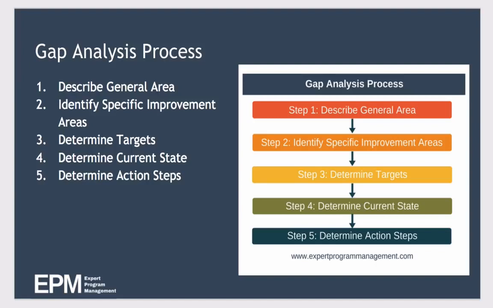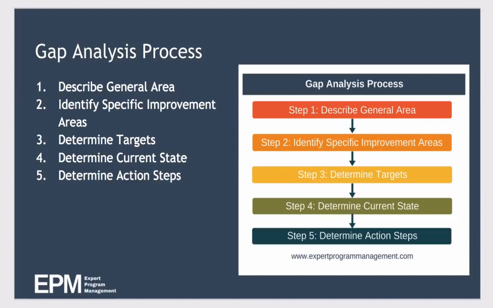Now, in this step, we identify specific areas for improvement within the general area we described in step 1. So for example, if the general area we're investigating is our online marketing, then we may identify content creation and paid advertising as specific areas we'd like to improve.